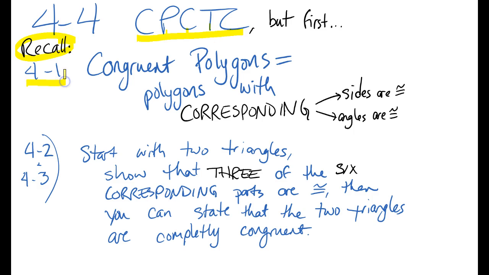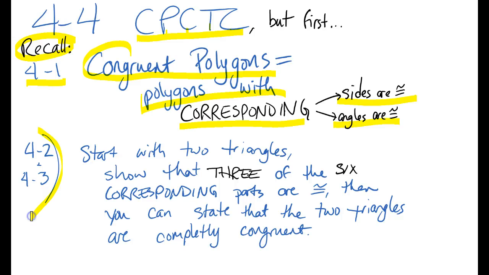In 4-1, we talked about congruent polygons, and the definition of congruent polygons was polygons with corresponding sides that are congruent and corresponding angles that are congruent. A triangle, of course, is a polygon that has 3 sides and 3 angles, so that's 6 parts, right?